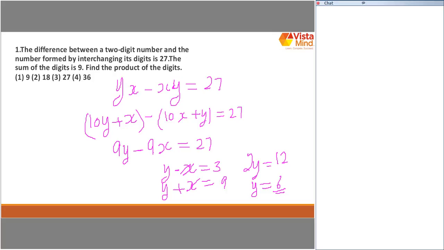For the first equation, the difference between the two-digit number and the number formed by interchanging, I have taken the number by the template of yx, with this as the first digit and this as the second digit. It is not necessary that I always take it like this. This is my tens place and this is my units place. So y is equal to 6. Putting it back, x will be equal to 3. Is that okay? Do you want me to repeat this equation?